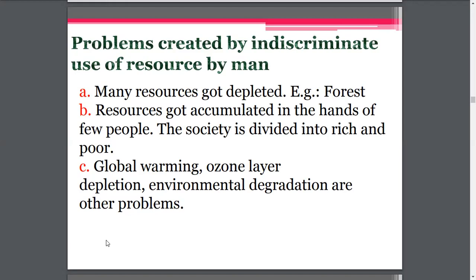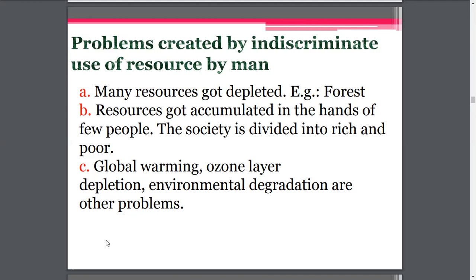So the problems created by indiscriminate use of resources by man come under three types. First, many resources get depleted, like forests, which have been depleted because of indiscriminate use by man. We are just cutting the trees for making different things and for selling them in the market for high value. We are disturbing our ecological balance by cutting the forest.